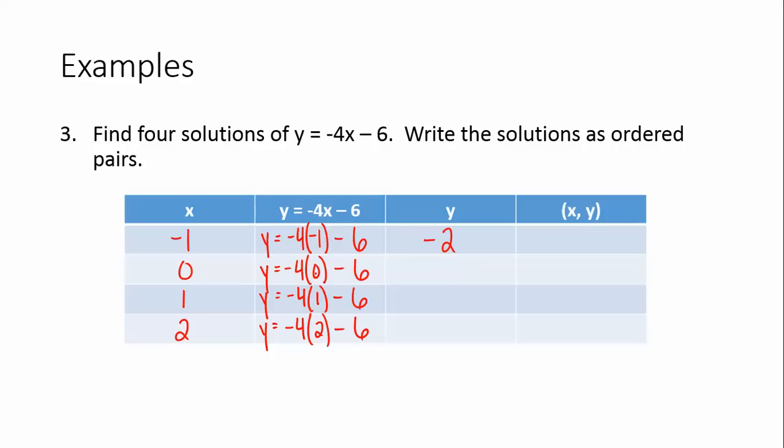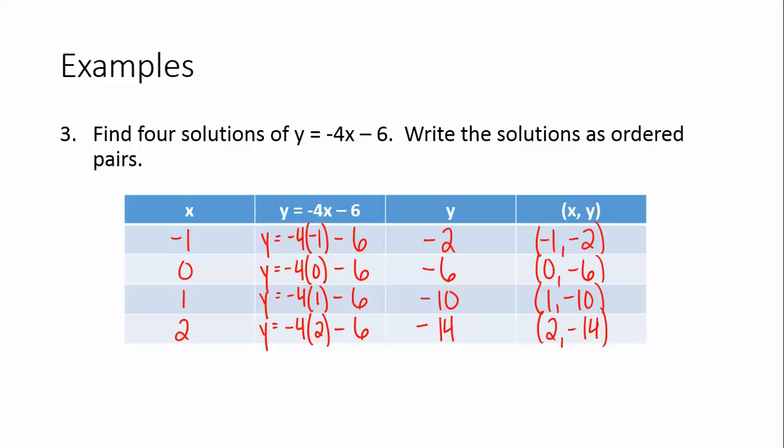Negative 4 times 0 is 0. 0 minus 6 is negative 6. Negative 4 times 1 is negative 4. Negative 4 minus 6 is negative 10. Negative 4 times 2 is negative 8. Minus 6 is negative 14. So our ordered pairs are (-1, -2), (0, -6), (1, -10), and (2, -14). Hopefully you did get all 4 of those solutions, and if not, you can see where you went wrong. With this subtraction of 6, if you want to change that to adding the opposite, you're always more than welcome to do that.